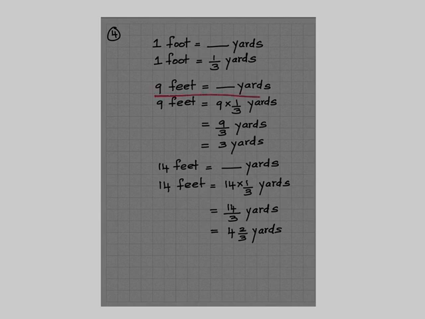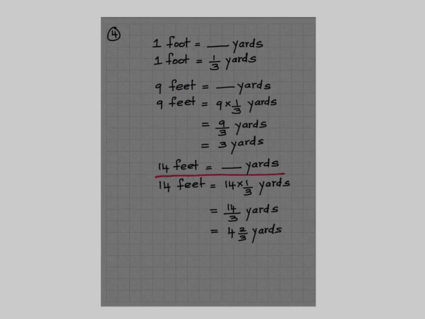9 feet equals how many yards? 9 feet equals 9 times 1 by 3 yards. To convert feet to yards, 9 times 1 by 3 is 9 by 3. And how many 3 goes in 9? So 3. The answer is 3 yards.